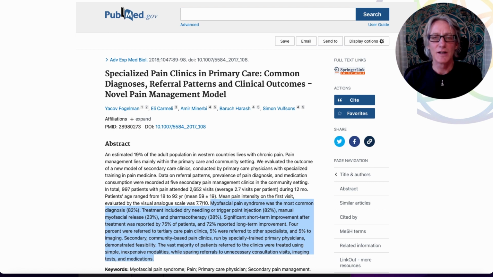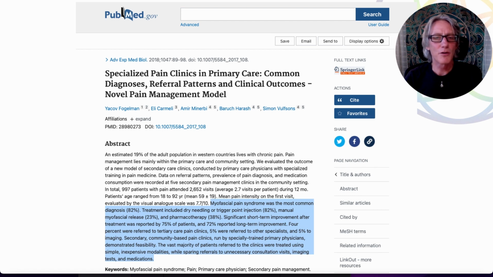82% of the people were diagnosed with myofascial pain issues. I mean, that's astounding. And then 75% reported significant short-term improvement after one visit, and 72% reported long-term improvement. And that's just one treatment.